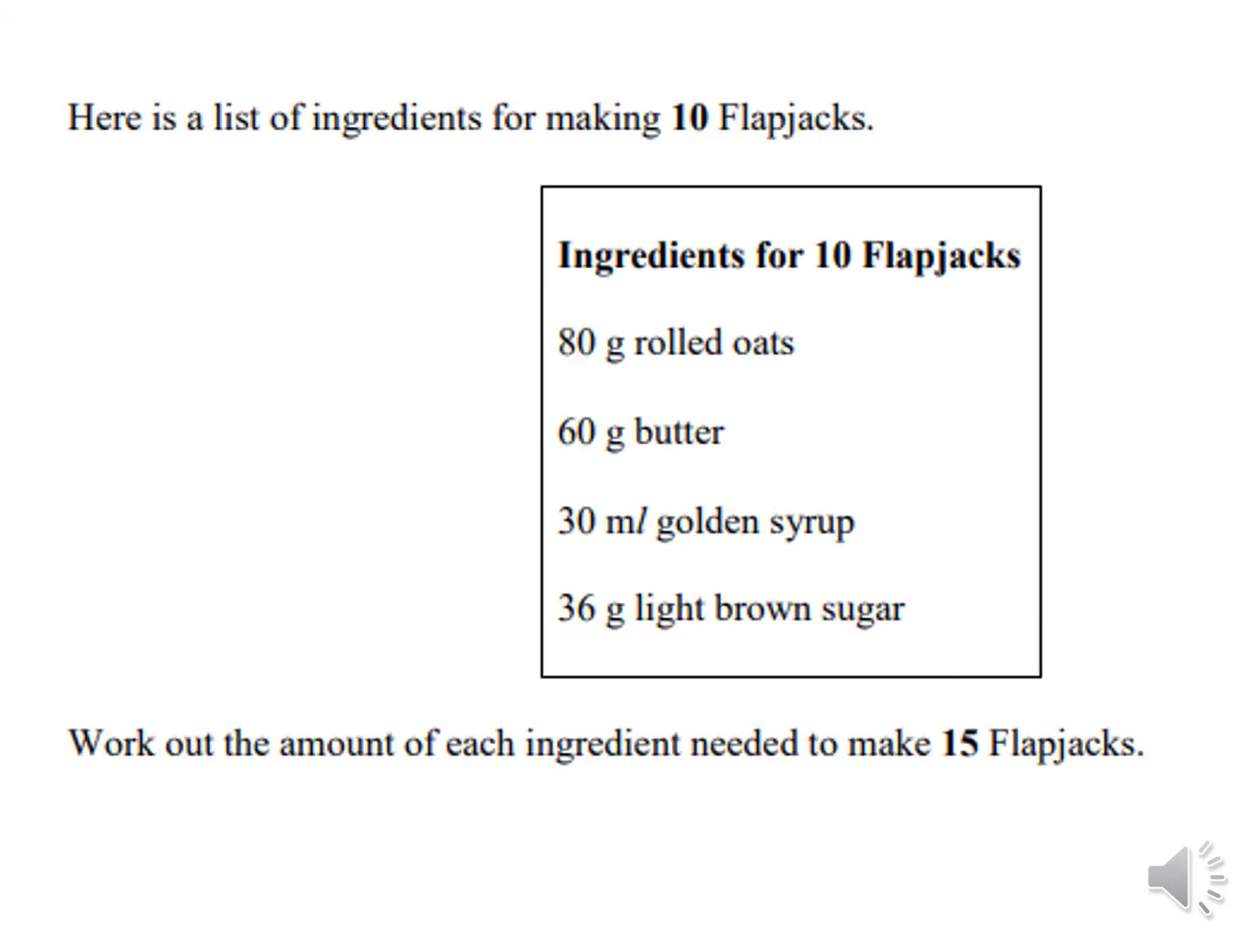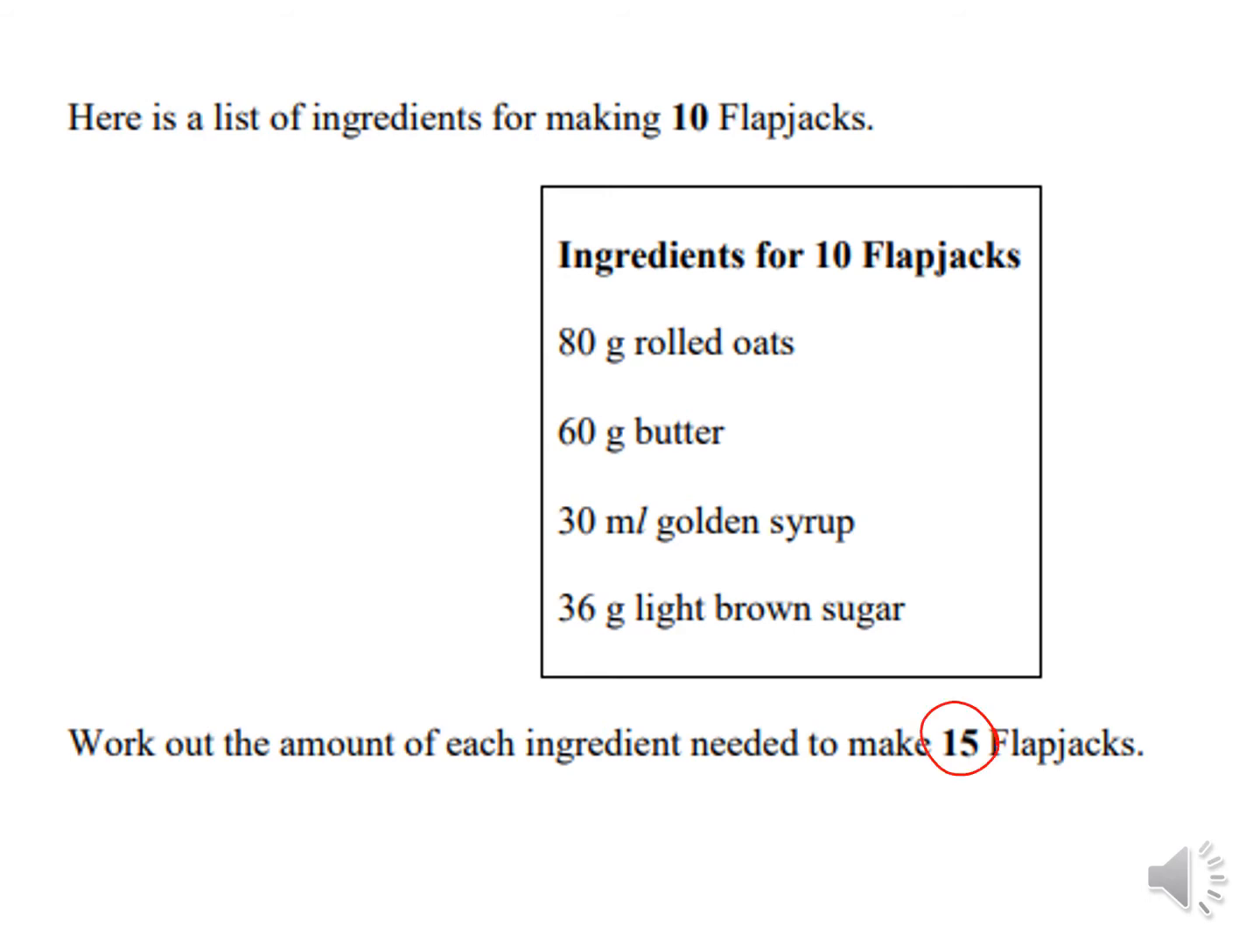Here is an example of a question which requires you to use ratio or proportion. You've got to scale this recipe up. So the first thing we need to do is read the question. The question says, here is a list of ingredients for making 10 flapjacks: 80 grams of rolled oats, 60 grams of butter, 30 milliliters of golden syrup, and 36 grams of light brown sugar. Work out the amount of each ingredient needed to make 15. Okay, 15 flapjacks. That's important.